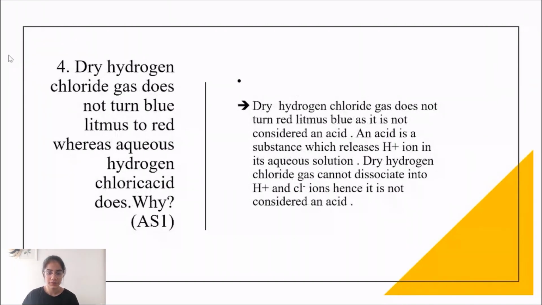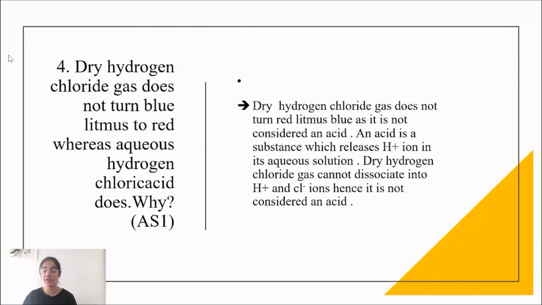Next question. Dry hydrogen chloride gas does not turn blue litmus to red, whereas aqueous hydrogen chloride or hydrochloric acid does. And why? If you remember, we did the session where we made NaCl salt react with sulfuric acid, which is H2SO4, to produce dry hydrogen chloride gas, which was evolved. And we know that acids turn blue litmus red, but dry hydrogen chloride gas does not turn blue litmus red.